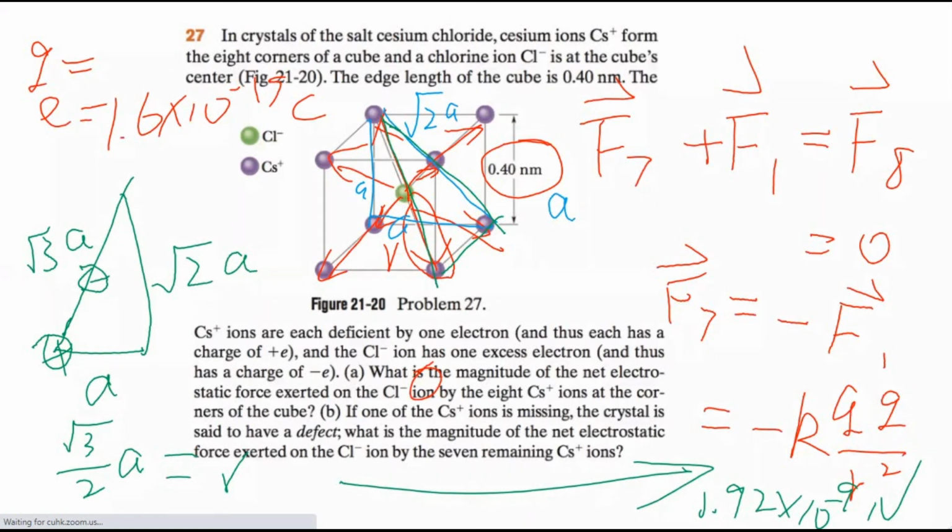Someone is asking, how could you get the square root of 2 multiplied with a? You should know that it's a three-dimensional geometry relationship.